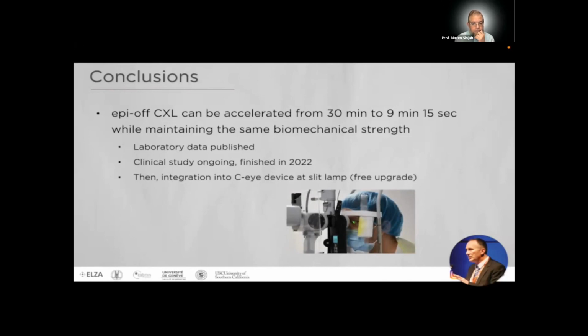So imagine the company behind the CI device will give free upgrades for these new protocols coming to market.